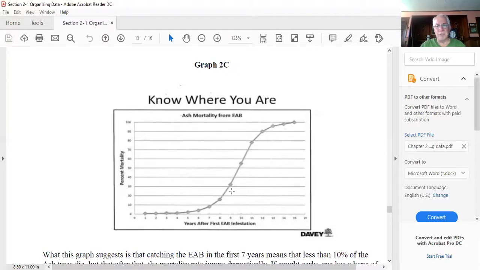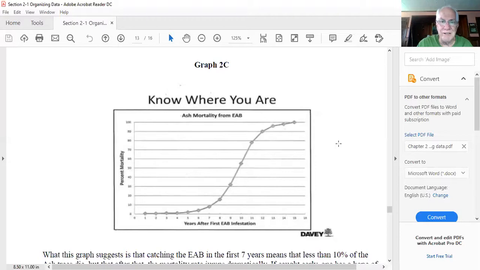If you find the emerald ash borer at this point, harvest your ash trees right away because they're going to die. This is a cumulative proportional frequency distribution. Up at the top here is 100%, all the cases. Basically what this says is you get to year 16 and 100% of the ash trees in the area are dead. It may only be 99.99% at this point, because maybe 1/100 of a percent don't die from it, but it's a very small proportion.